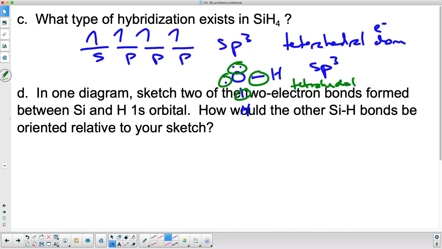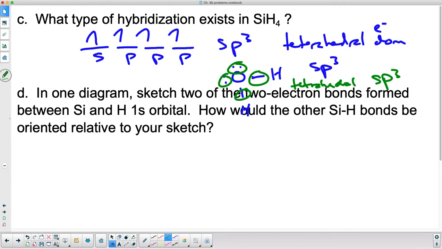I have 1, 2, 3, 4. That's what makes it tetrahedral. And because it's 4 like that, it doesn't matter how many lone pairs or bonds there are. It's going to be sp3 no matter what. And the s and the p should be the same size. sp3 means that we have 1 s orbital and 3 p orbitals that are being filled or bonded. And that's all it means. Okay, so the type of hybridization is sp3. It has to be for any tetrahedral electron domain.